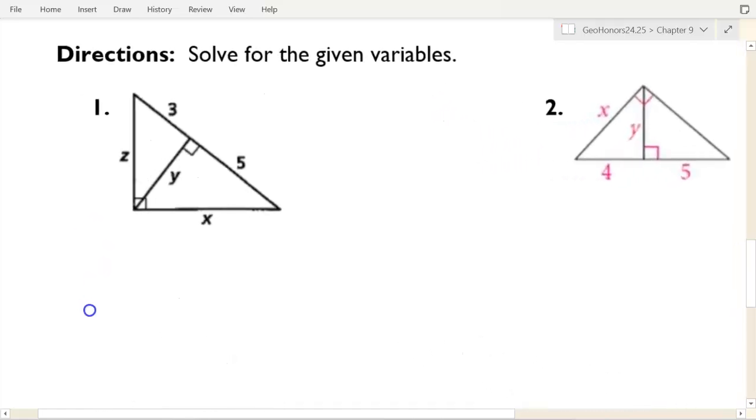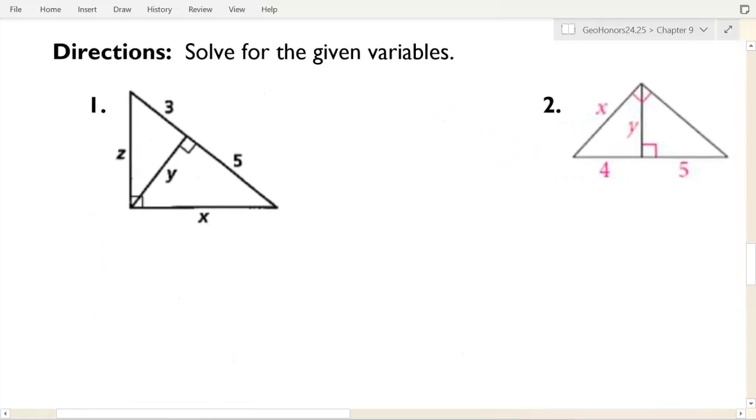So if I'm looking at, let's say, number 1 to start, I'm going to just kind of pick each piece here. I like to start with the altitude, that in this case is y. Y squared is going to be equal to the product of those two bases, in this case 3 times 5.